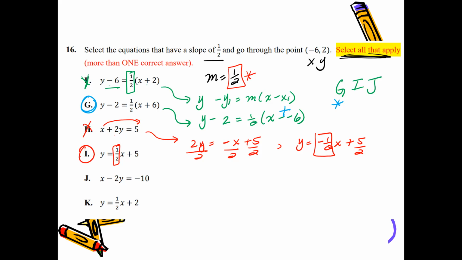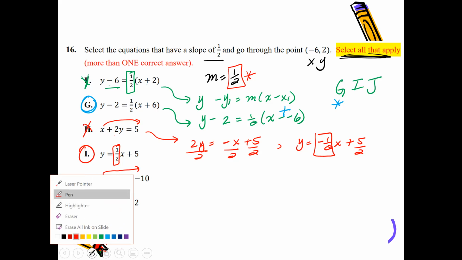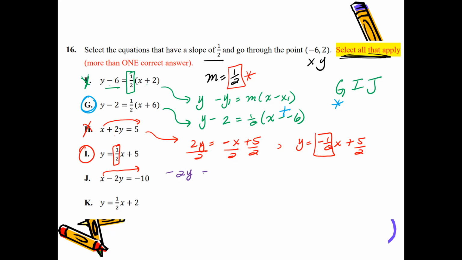Okay, J. I don't know what the slope is because it's not solved. So I'm going to move the x over to the right side. If I move the x over to the right side, I have -2y equals -x minus 10. Divide by -2 on everything. The double negative cancels. y is equal to negative divided by a negative is a positive. -10 divided by -2 is +5. Do you have a slope of 1/2 right here? Yes, you do. So J is an answer as well.